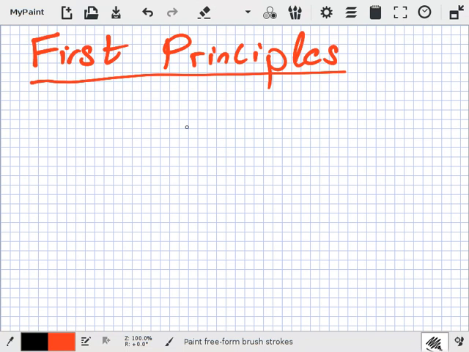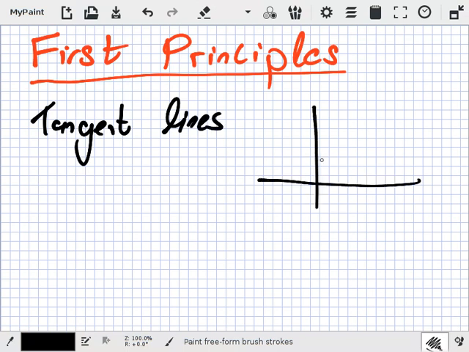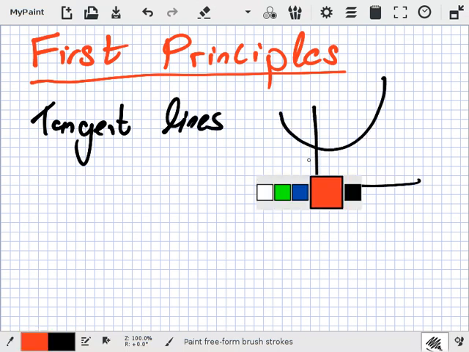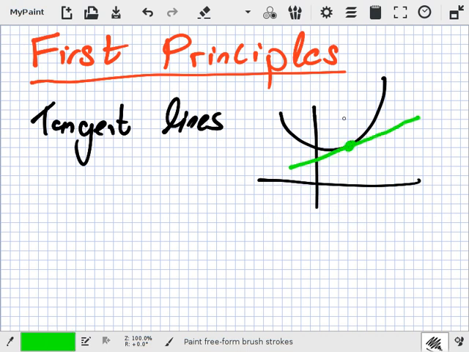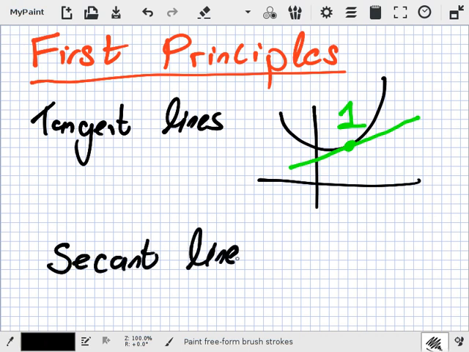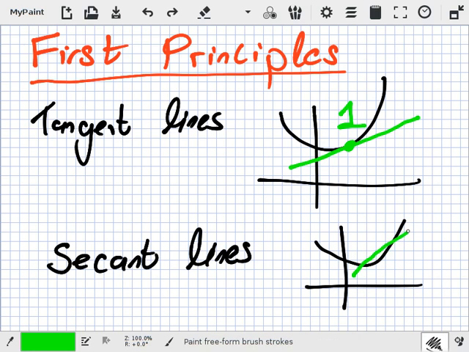So last time we were looking at tangent lines. That's a situation where we have a quadratic and we have a line that meets it exactly one time, and we compared that to secant lines, which would be something like this. It meets two points.